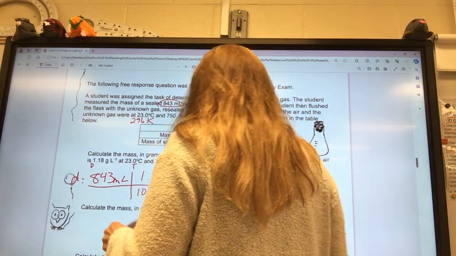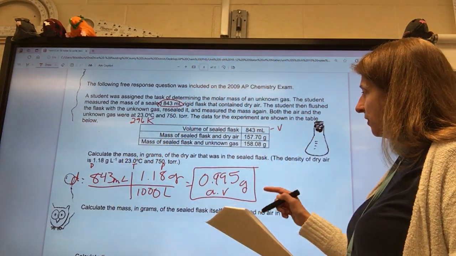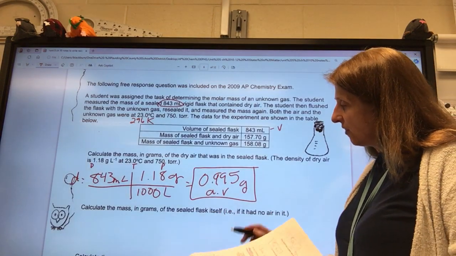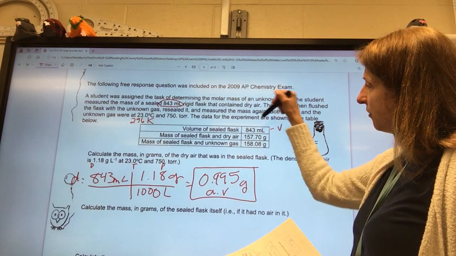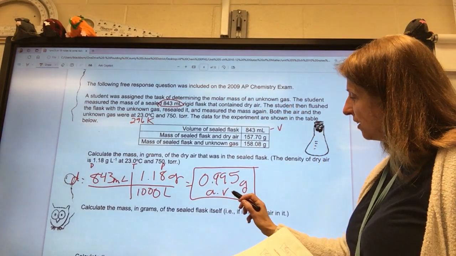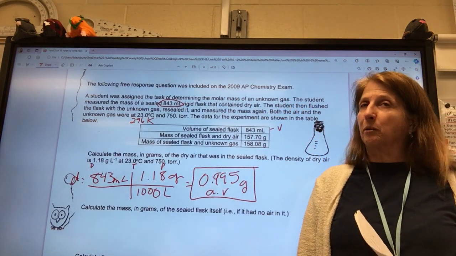I was getting ahead of myself again. I was trying to do the next question already. Calculate the mass in grams of the sealed flask itself. Okay, so we've got the sealed flask and the dry air, and we got just the dry air, so what should we do? Add, subtract, multiply, or divide?